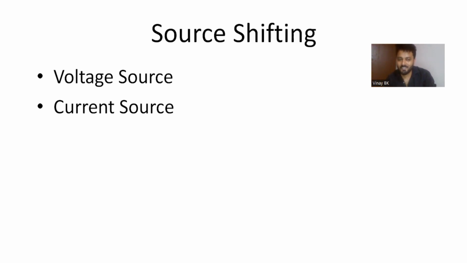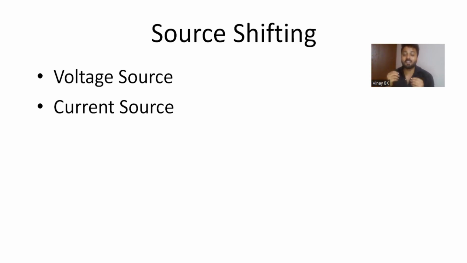In the same case, if a resistor is connected in series to the open circuit also, the value of the resistor will be zero. We can call that a redundant resistor. Clear? So now you need to do a source shifting.